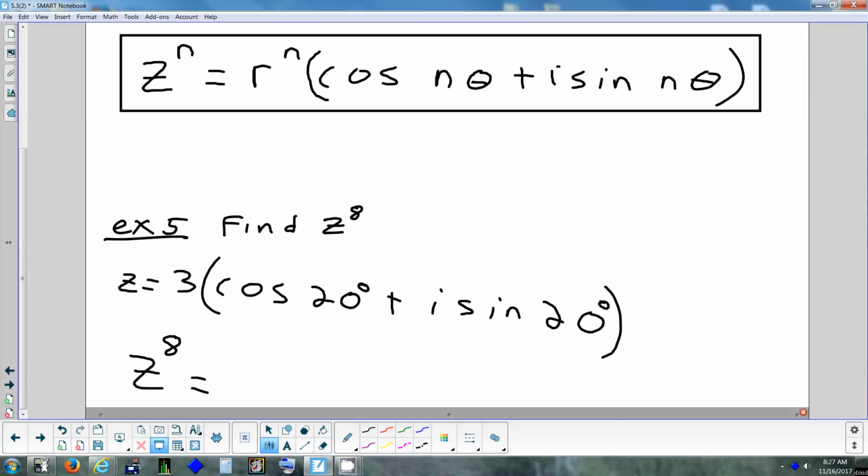So let's see if we can figure out z to the 8th. This problem is already set to go with De Moivre's theorem because it's in polar. If it wasn't, you would have to change it. And that's what we did in the homework last night.